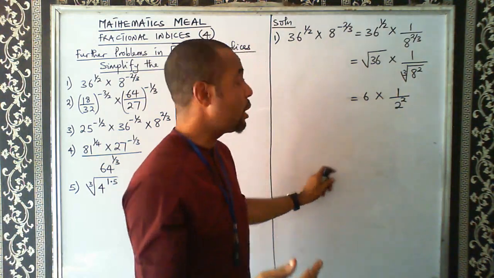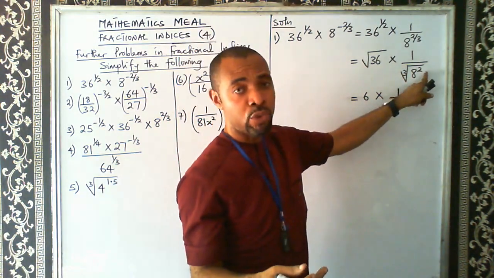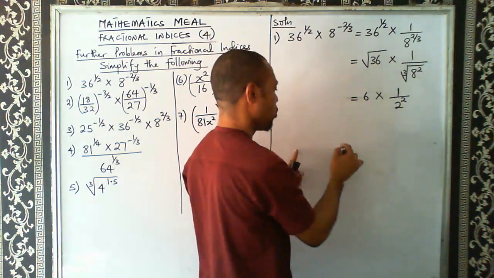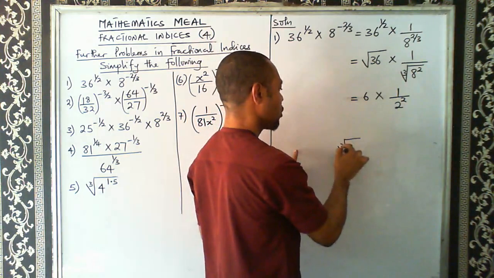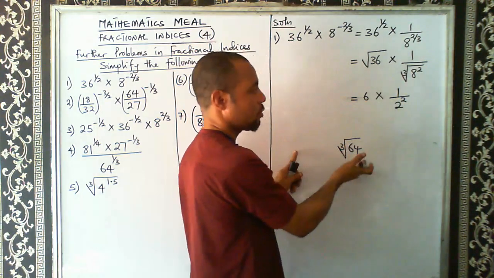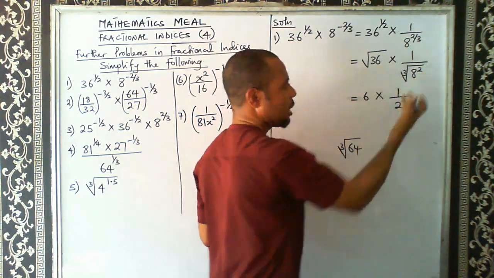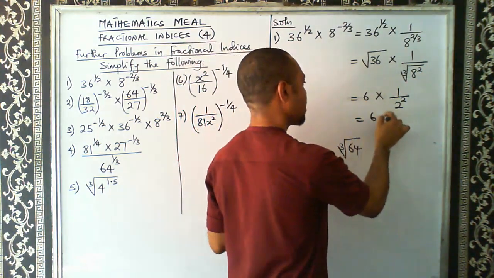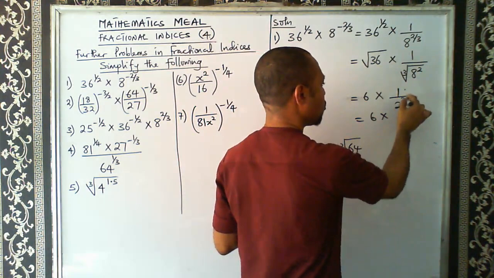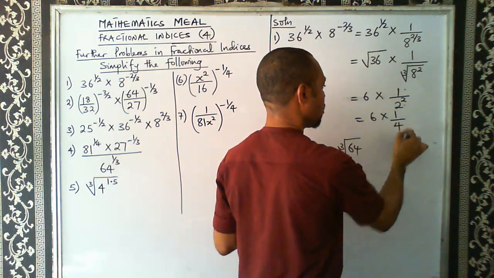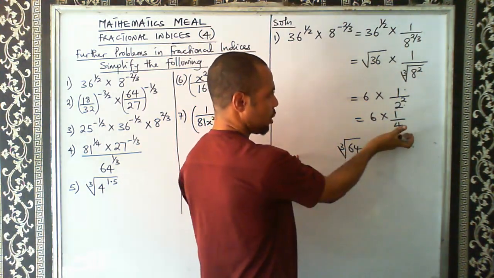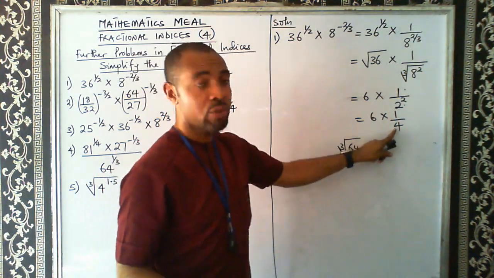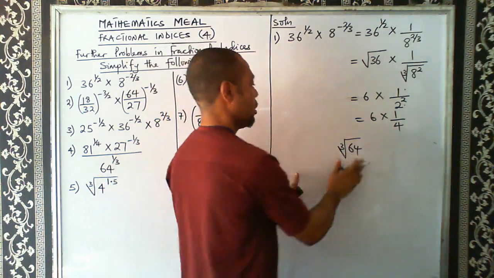Remember also that we say you can also evaluate the power first. That means I have to say 8 raised to power 2 to give me what? 64. So I will be talking about cube root of 64 because I evaluated the power first. So this will now give me 6 times 1 over 2 raised to power 2. 2 raised to power 2 is 4. And cube root of 64 is 4. So if we evaluated the power first, we'll still have 4. Okay?